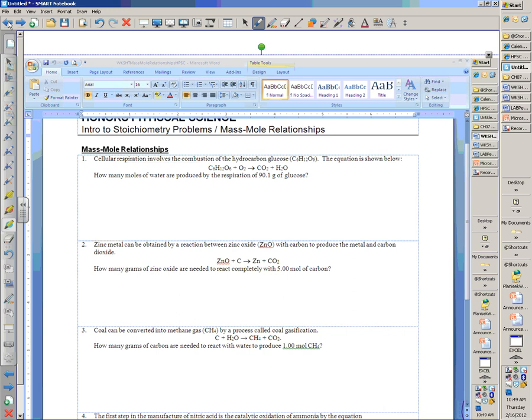Oh. So, for number 1. C6H12O6. That's glucose. Plus O2 gives you CO2 plus H2O. Because it's a combustion of a hydrocarbon. Then for number 2, ZnO, zinc oxide, plus carbon gives you zinc, Zn by itself, plus CO2.